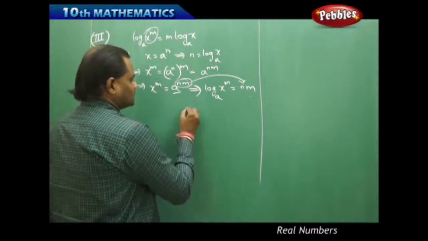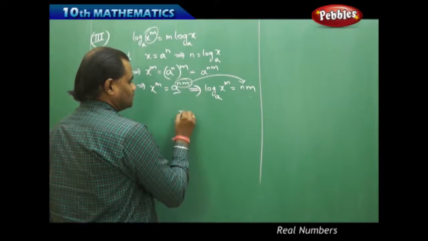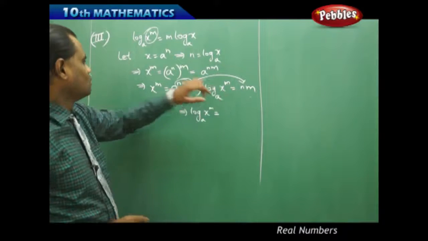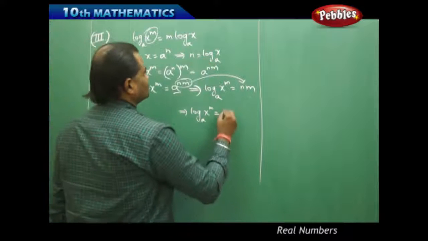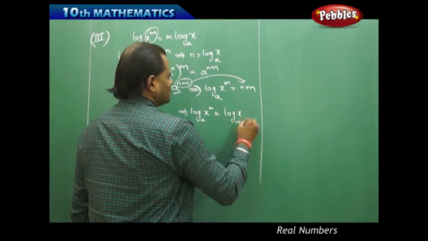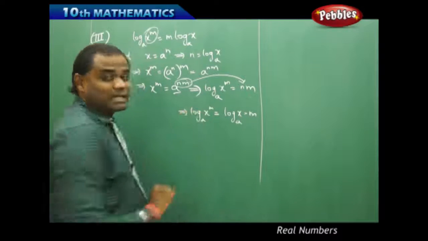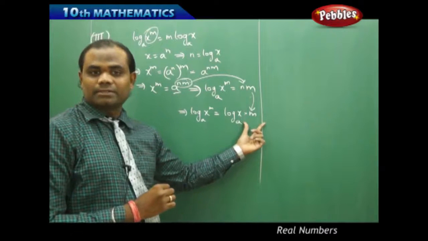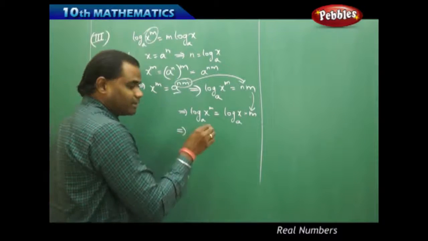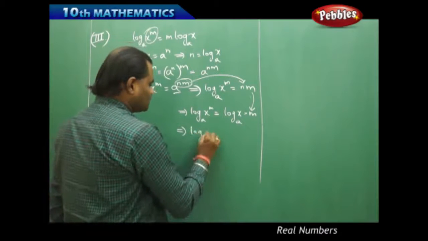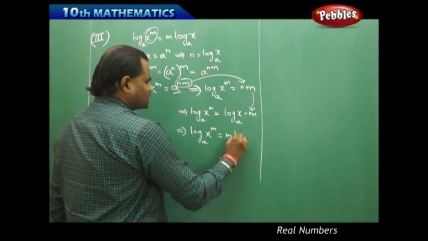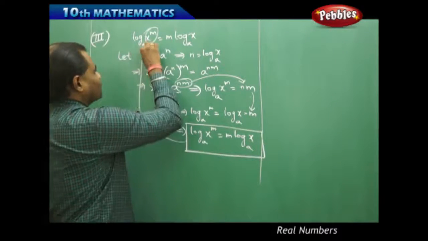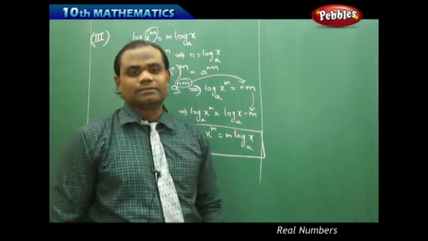Now this in turn, when substituted, gives me that log x power m to the base a is n. What is n? I have n as log x to the base a, times this m, as it is, because I don't have any value for m. I just straight away take m in the next step. Now this, when rearranged, gives me log x power m to the base a is m log x to the base a, thus proving the third law of logarithms using the exponents connected with logarithms.